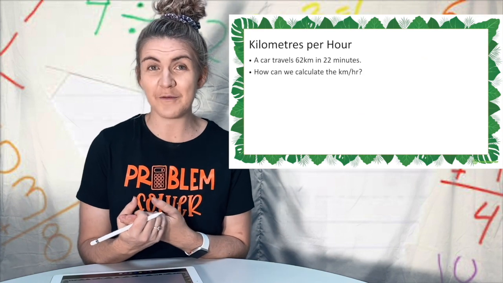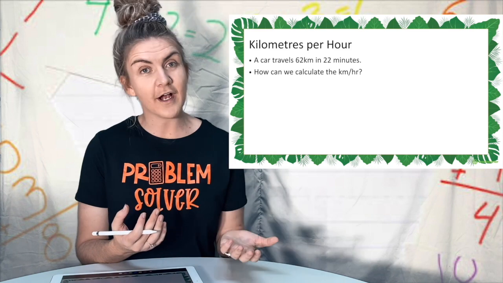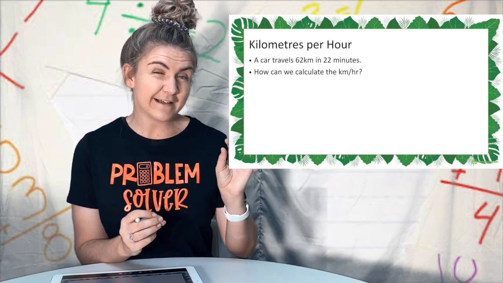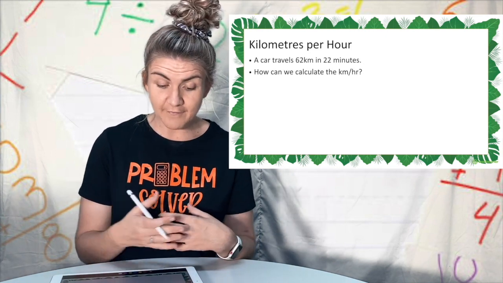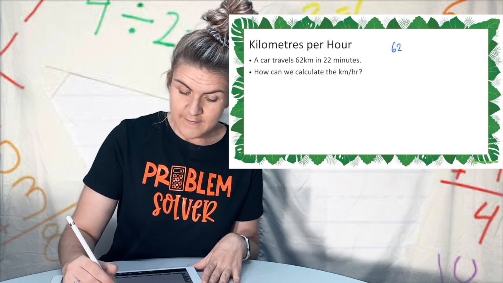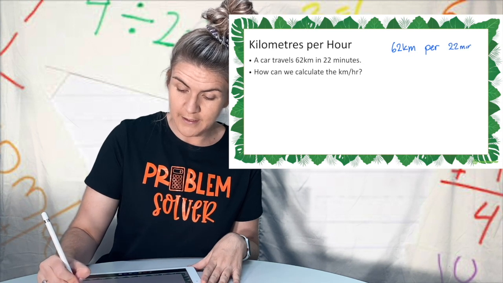All right, I'm sure one of the most common rates that you've heard of is kilometers per hour. That might be when you're driving in the car or even if you're riding a bike or going for a run yourself. So while we did it a little bit, I want to show you how to calculate kilometers per hour. Here I have an example. A car travels 62 kilometers in 22 minutes. So I'm doing the exact same method, 62 kilometers per 22 minutes.